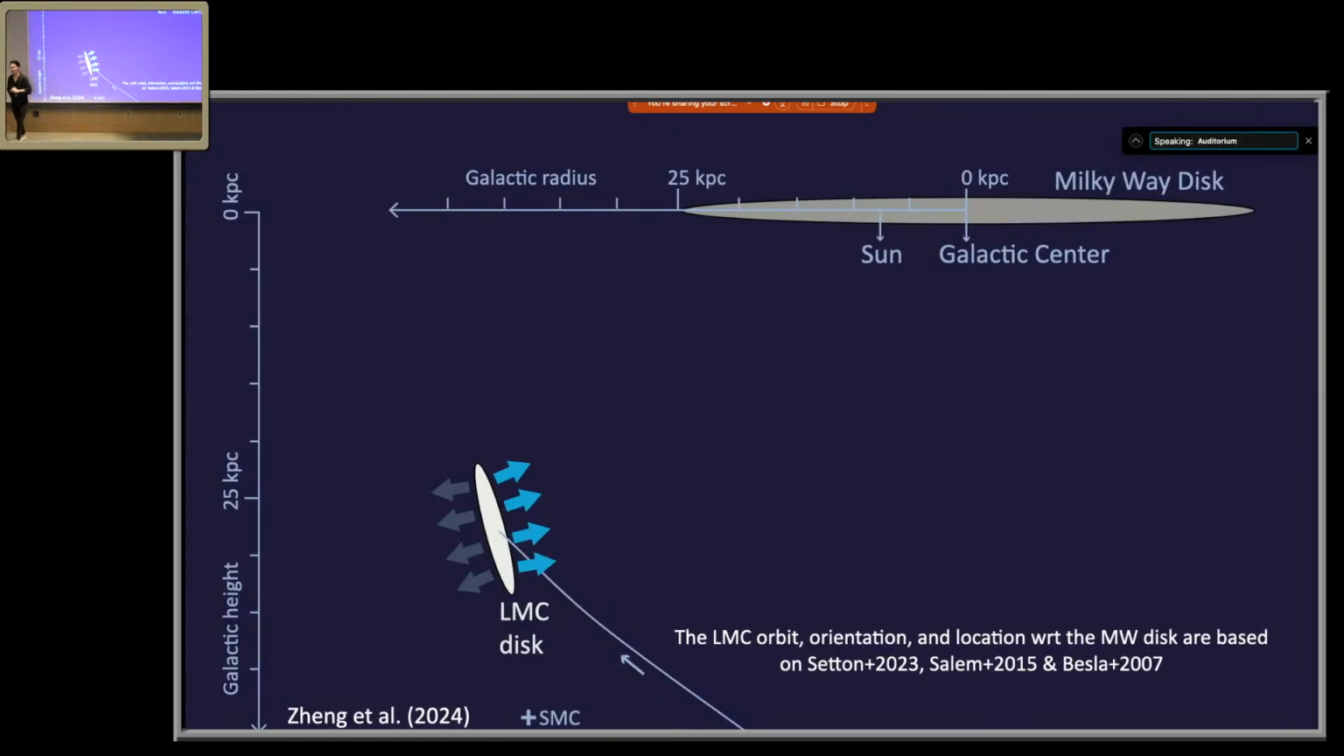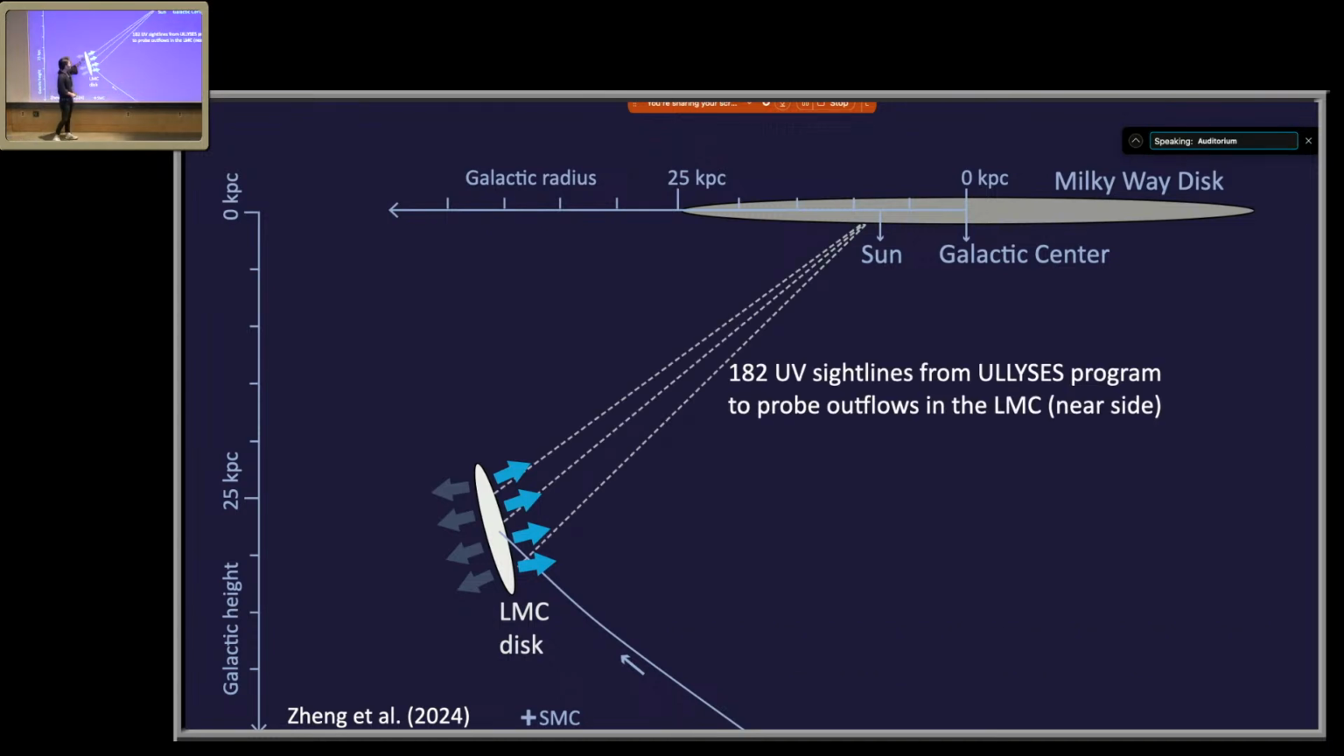All right, now let's come back to the LMC. This is a cartoon illustration of the LMC star-forming disk. The disk itself could be much bigger, but I'm only showing you the star-forming disk in the center, the SMC, and also the Milky Way. So the relative positions are more or less true to the present-day locations. Ulysses probed the front side of all the gas structure in the LMC, outflow, and anything in the foreground, basically.